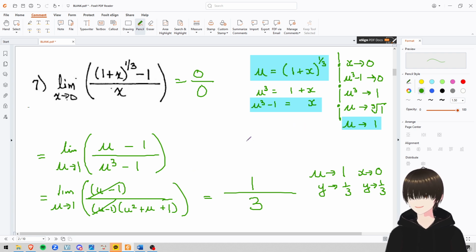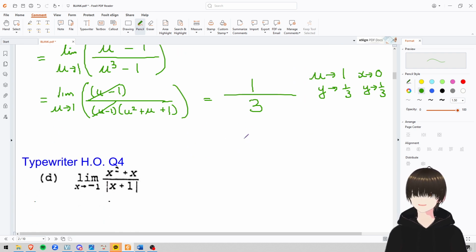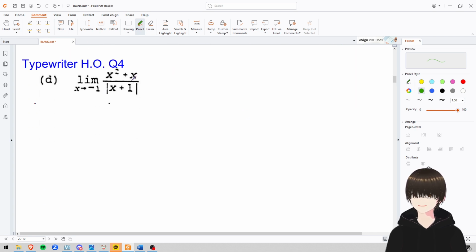The last example I have is for absolute value functions, and this is an example I did not do yet with, did I do it? No, I don't think I did it with my first period class.